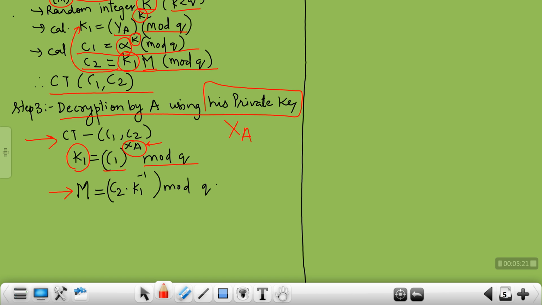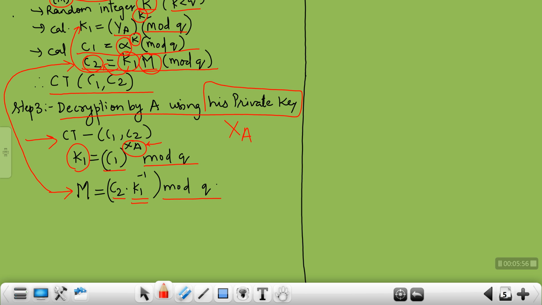Now he needs the plain text. The formula will be exactly the opposite of this C2, because here we have the plain text. We have to make some arrangements so that you can find out the plain text. So the plain text will be nothing but C2, and when we take K1 onto the left hand side, it will become K1 inverse mod Q. So my plain text is C2, the ciphertext generated above, times K1 inverse mod Q. You have to keep these formulas in mind, because these formulas are very, very important.